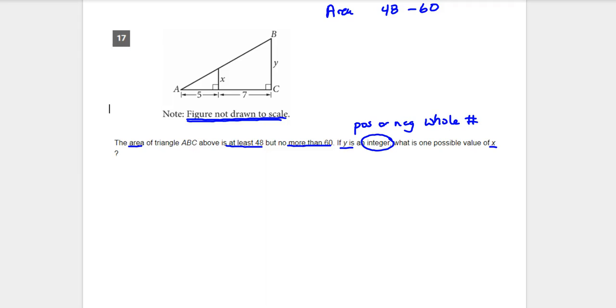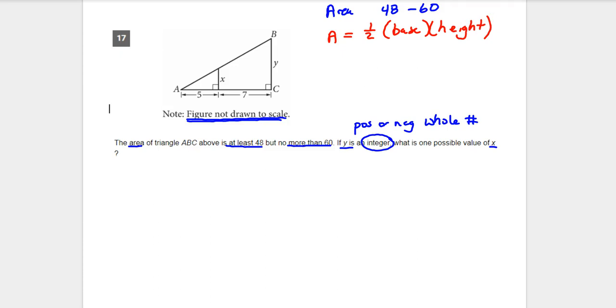Well, first thing I need to know is the area formula for a triangle. If you go on the front of the test, there is a reference sheet, and they do give you this information. Hopefully you have it memorized. But the area for any triangle is 1/2 base times height.